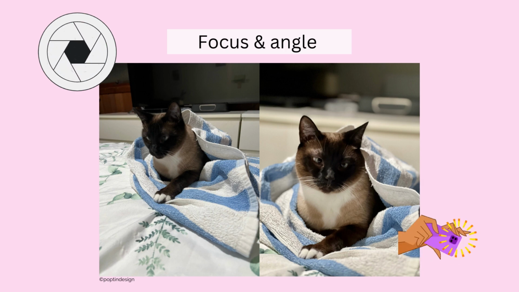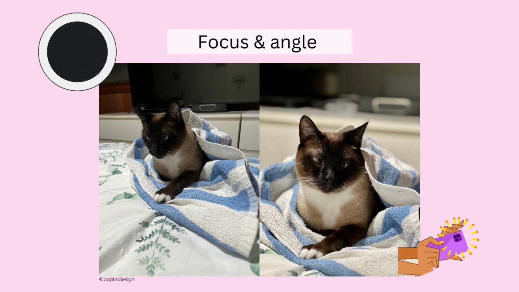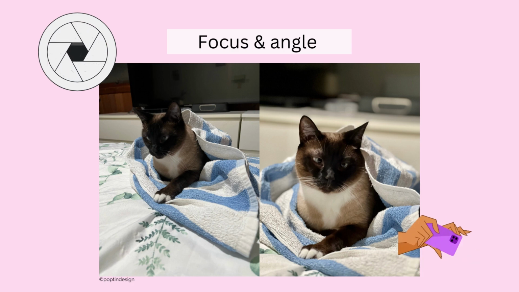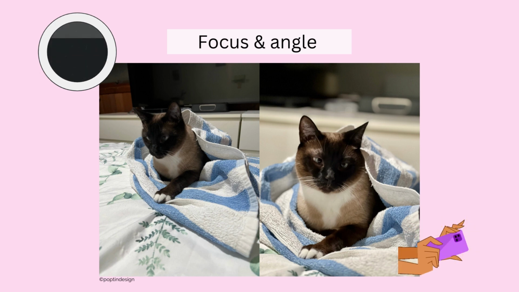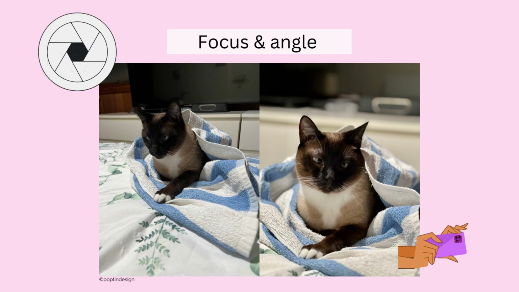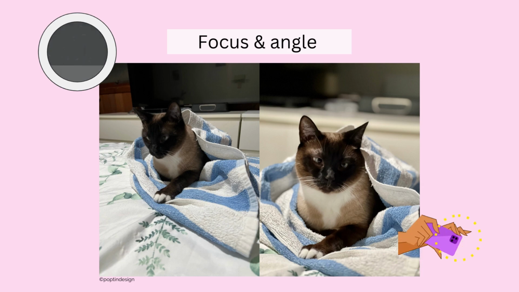Here is an example of using different focus modes. Normal focus on the left versus portrait mode on the right. Two different angles are also shown, from above on the left and eye level on the right. Looking at the beautiful Cairo here, we can see the photo on the right has the light falling on her face, highlighting her eyes and whiskers. You can really see the difference between the two.